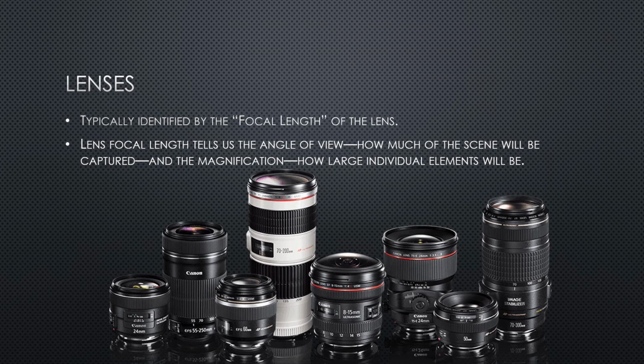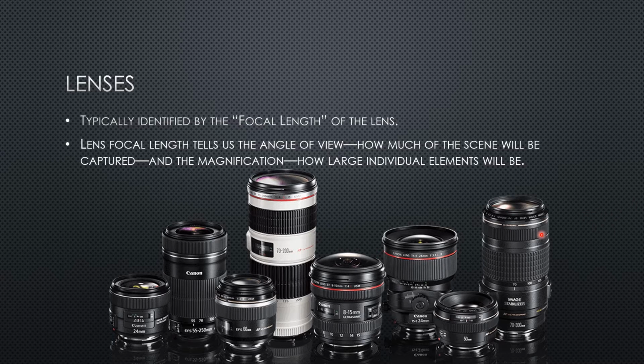camera lenses. Typically a lens will be referred to in conversation by the focal length of the lens. You might hear somebody say, I'm going to be shooting this with an 18 millimeter lens, or a 65 millimeter lens, or a 300 lens, etc. Typically that focal length is going to tell you a lot about the image in terms of the angle of view. In other words, how much of the scene will be captured from side to side, if you will, as well as the magnification.